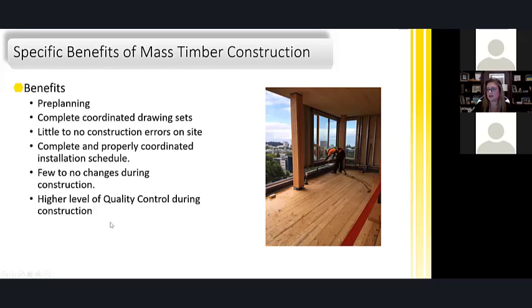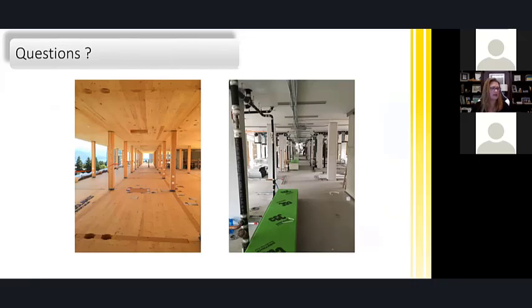It's a really big deal because time spent making changes is actually time spent away from producing an overall good quality project. We get a much higher level of quality control during construction when we do these types of projects. Mass timber has been my most successful high quality projects. And that's the end of that.